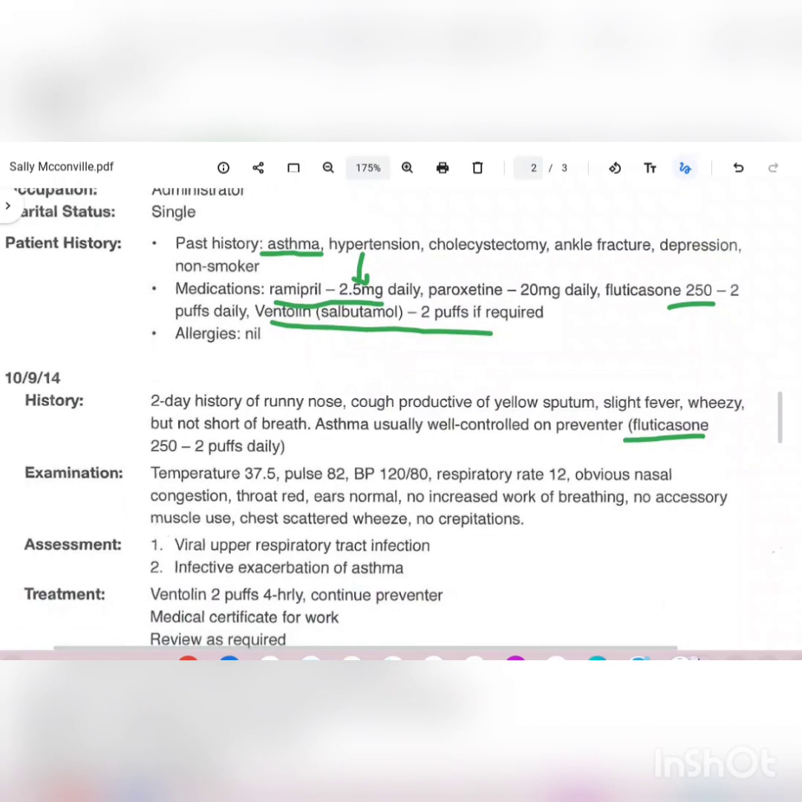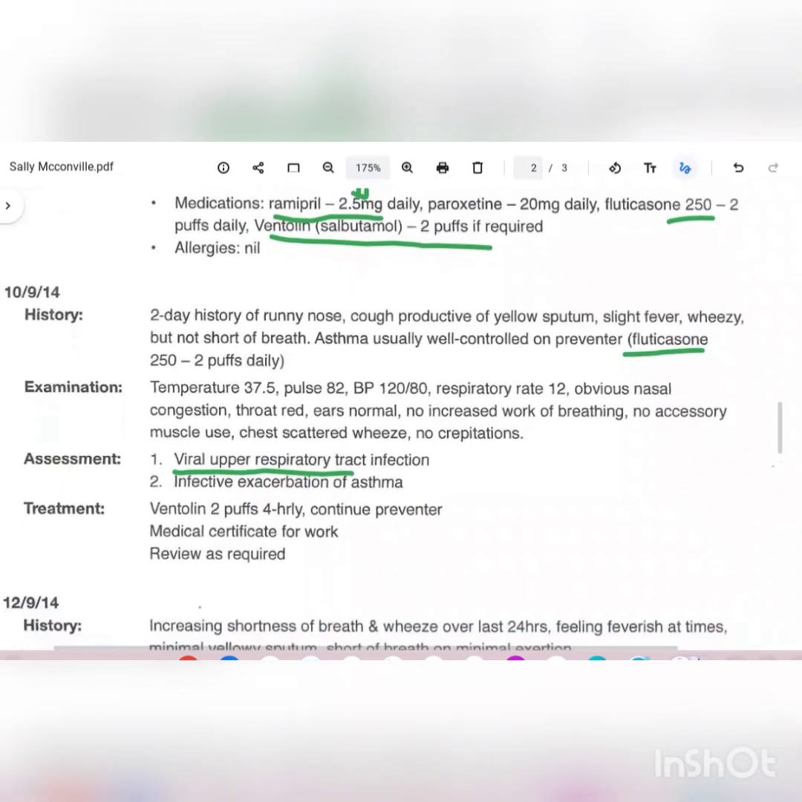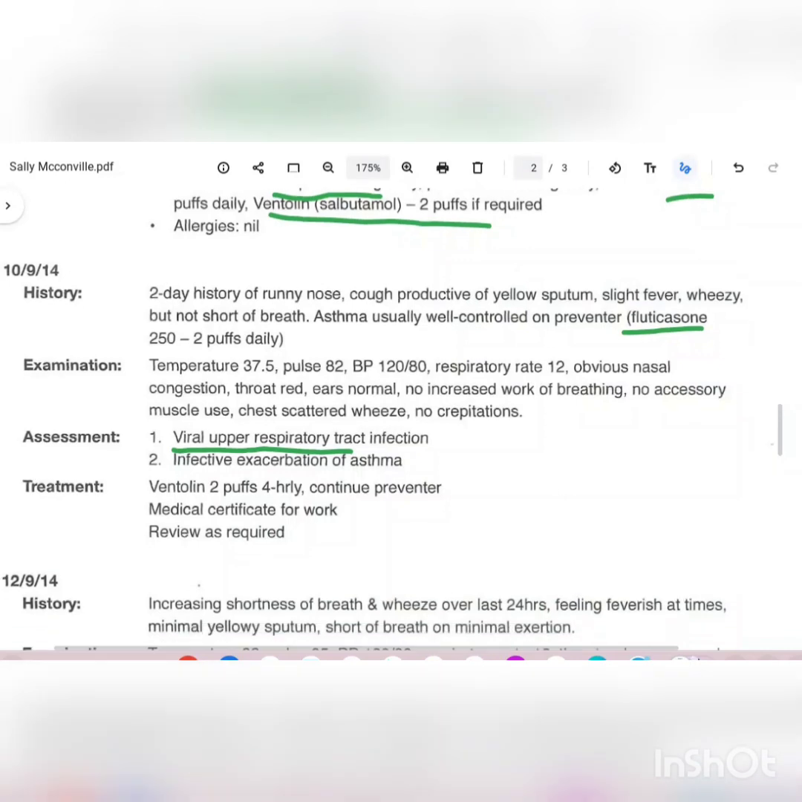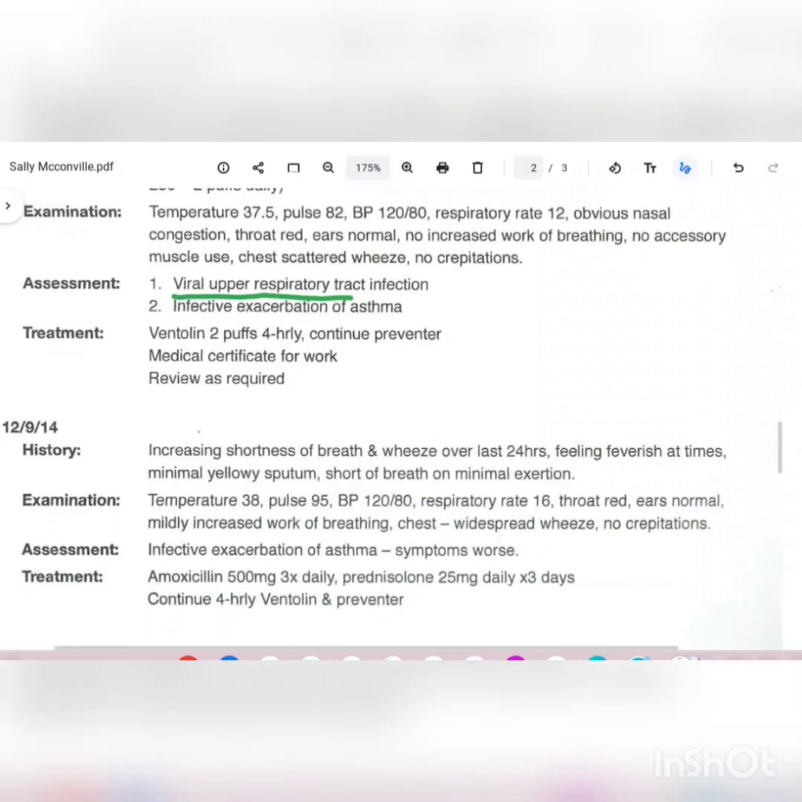So your first initial assessment: viral upper respiratory tract infection, maybe infective exacerbation of asthma. This is your assessment, and your treatment is again Ventolin puffs. That was 2 puffs if required, previously, meaning whenever necessary, but now it is 2 puffs 4 hourly. Continue preventer. Medical certificate for work and review as required. So that's done. On that day the patient was just reviewed, maybe you were in a clinic and the patient came to you. These are all the symptoms. Then on 12th of 9, after 2 days, the patient came back with increased shortness of breath and wheeze, all exacerbated symptoms.